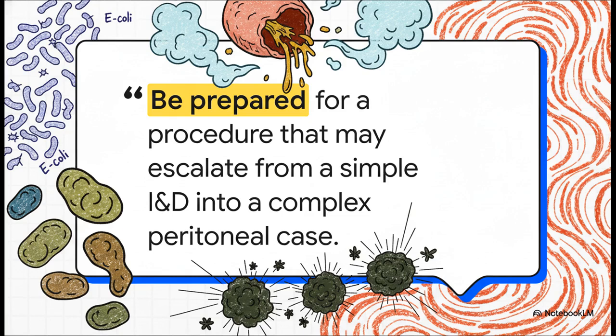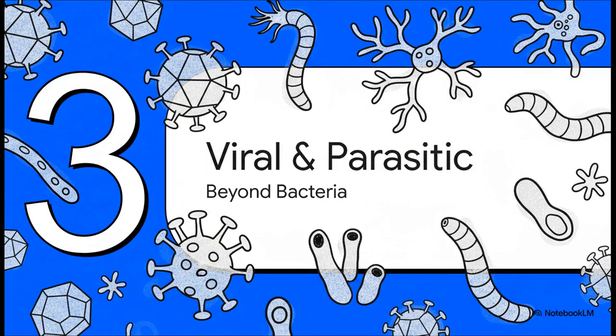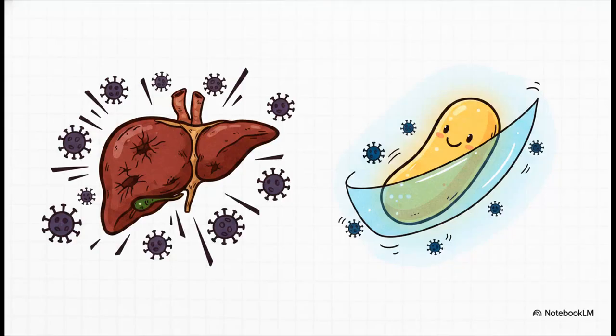So always be prepared for what you thought was a simple incision and drainage to suddenly escalate into a massive, complex peritoneal case. All right, Section 3, viral, fungal, and parasitic infections. We're moving beyond just bacteria here to keep our momentum going. First up, we've got the hepatitis viruses, which are A, B, C, D, and E. Their primary target is the liver.